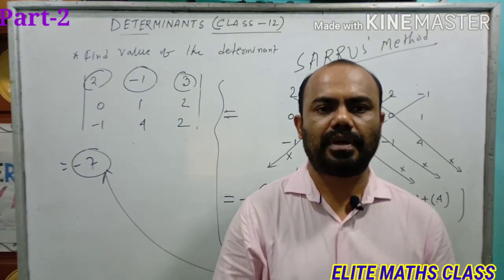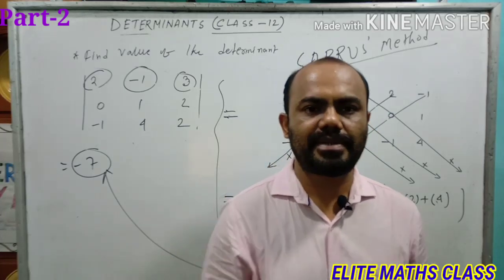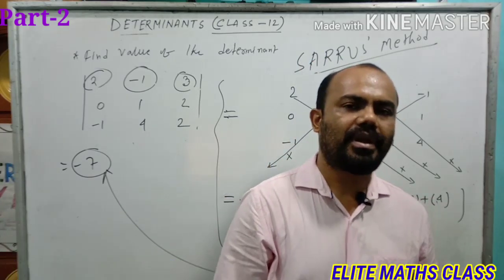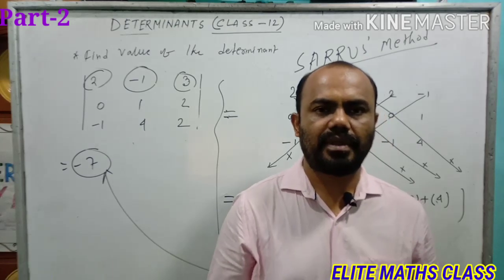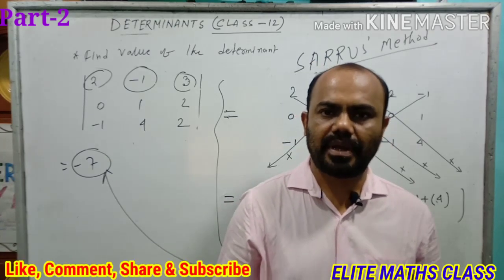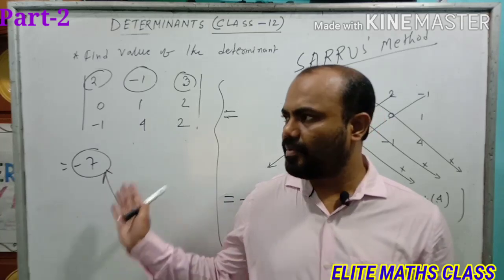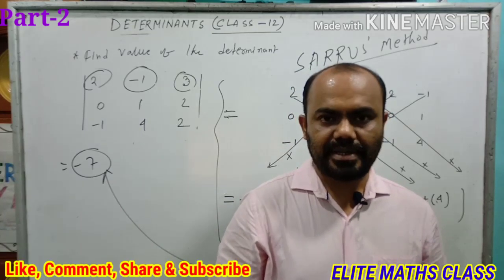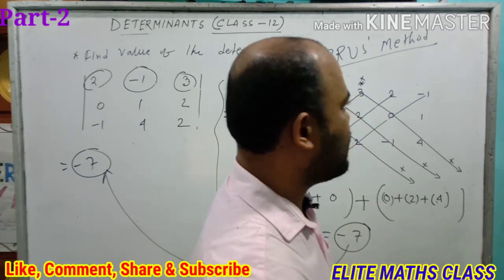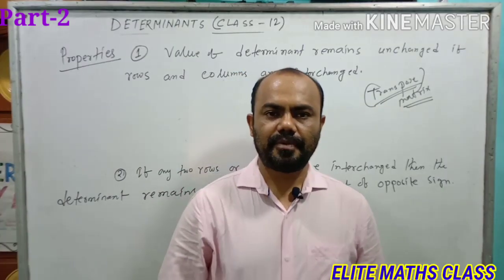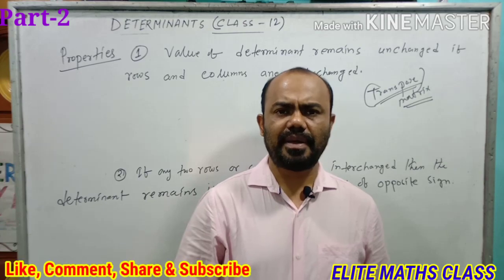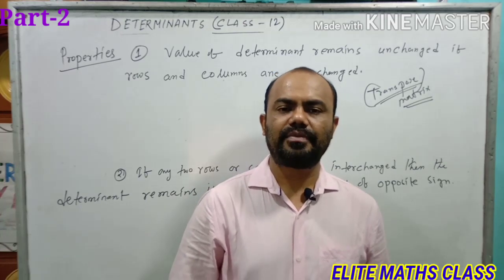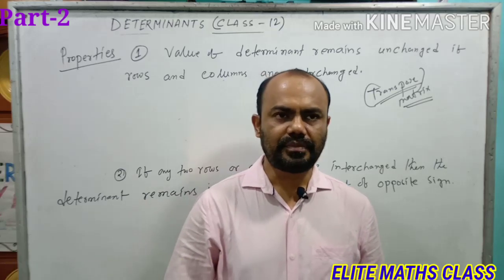Actually, in your class 12 syllabus, up to 3rd order is there, and this is included in any board syllabus, whether it is any state board, CBSE or ICSE, ISC. In every board syllabus, determinants and matrices are there. Now let us study some properties of determinants. There are 5 or 6 properties of a determinant which are very useful and helpful for solving problems.